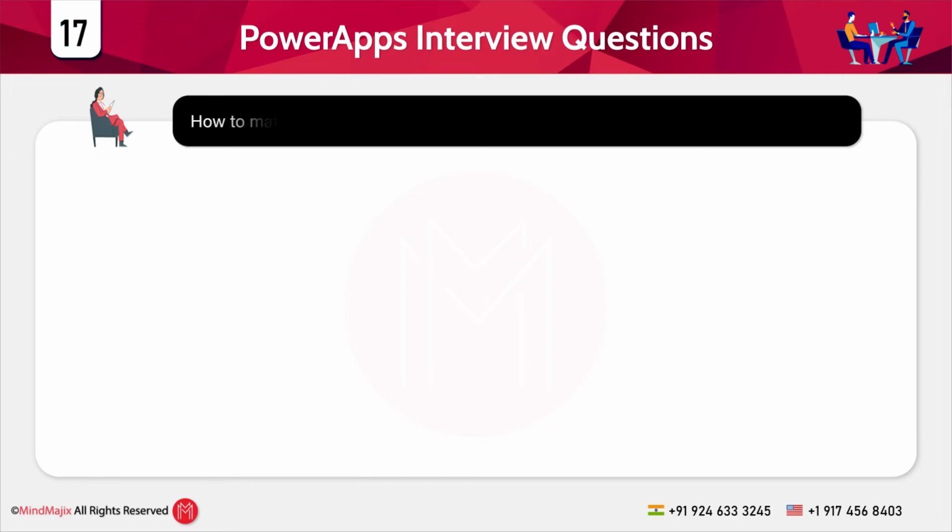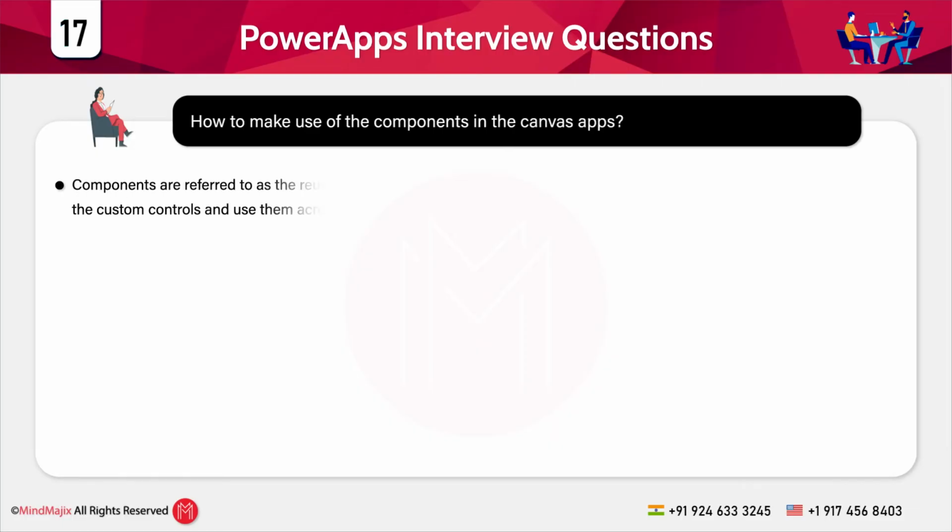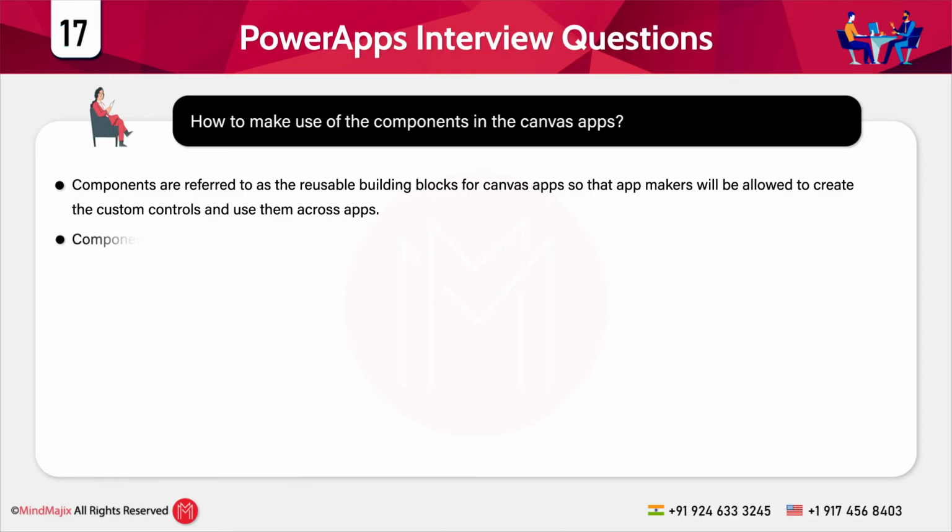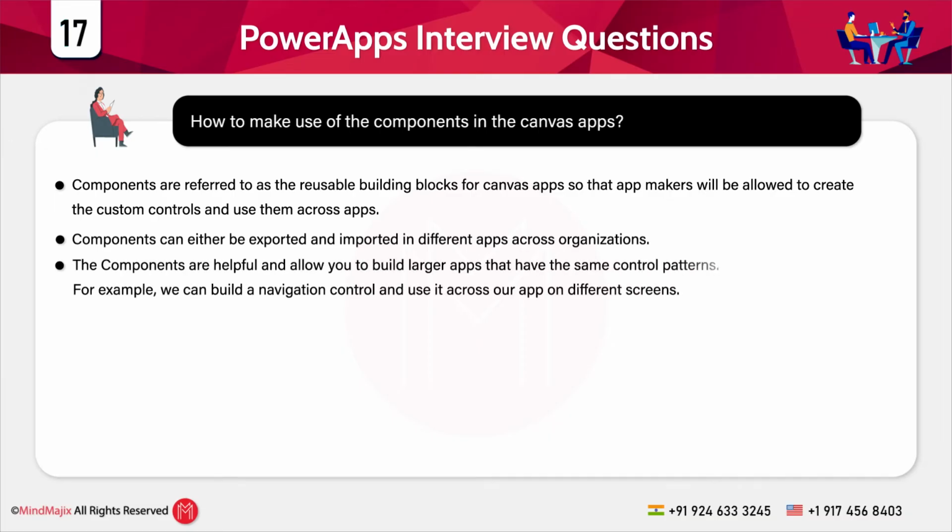So the next question is how to make use of the components in the Canvas apps. Components are referred to as the reusable building blocks for Canvas apps, so that the application makers will be allowed to create custom controls and use them across multiple applications. Components either can be exported or imported in different apps across organizations. The components are helpful and allow you to build larger apps that have the same control patterns. For example, we can build a navigation control and use it across our application on different screens.